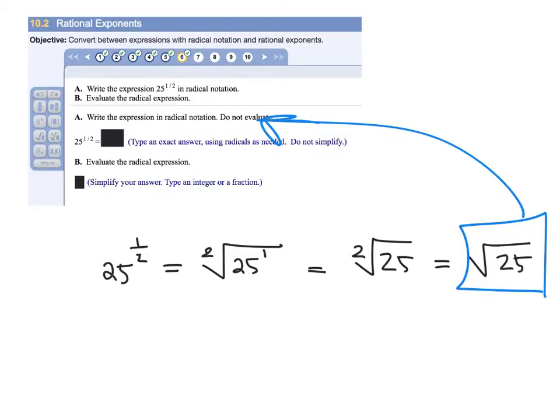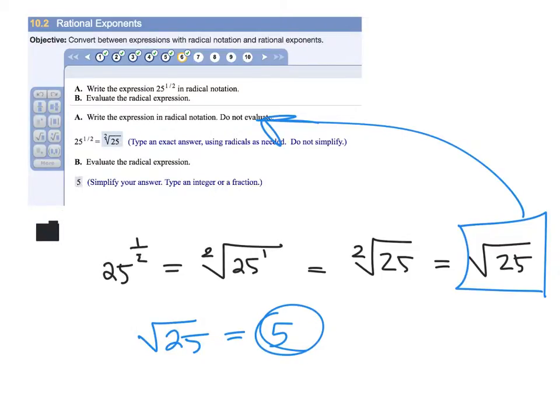And then the second part is to evaluate it. So what is the second root of 25? And the answer is 5, because 5 times 5 is equal to 25. And so there are our answers.